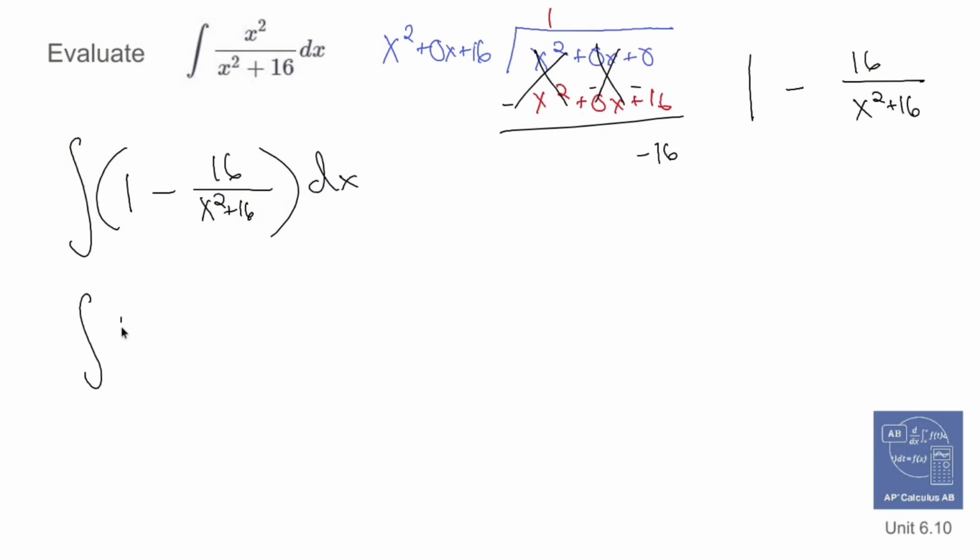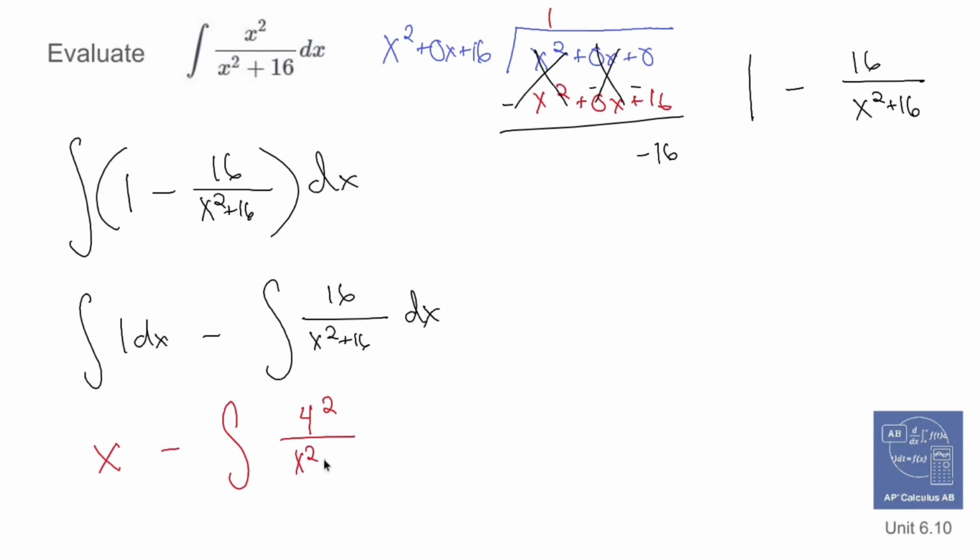Split them up. The integral of 1 dx, I think I can handle that, minus the integral of 16 over x squared plus 16 dx. I don't want to rip out the 16; I'm going to leave it there and you'll see why. Now this first part is as friendly as they get: x. I'm not going to lose sleep over that. The second reminds me of the integral of 4 squared over x squared plus 4 squared dx, which is giving me inverse tangent thoughts because that's exactly what it is.